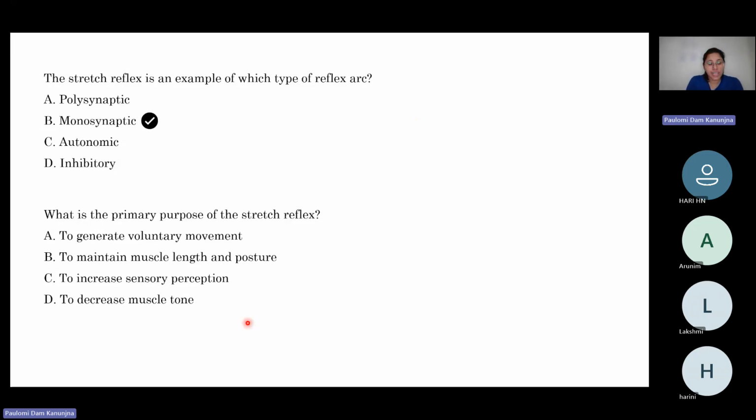So the first one is monosynaptic. We have discussed this already. And the second one is also muscle length and posture, which is something that we have discussed so far. So I'm pretty sure that makes sense to you. Okay. Now coming to this question, which is, I think, very simple to understand if you just remember the similar kind of question in the previous sessions.